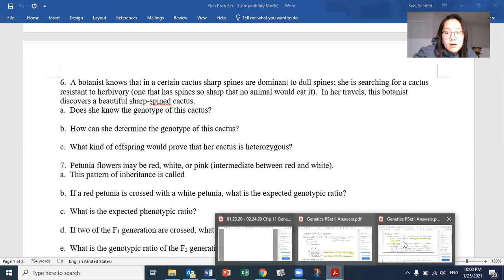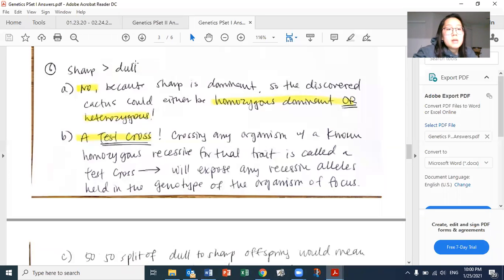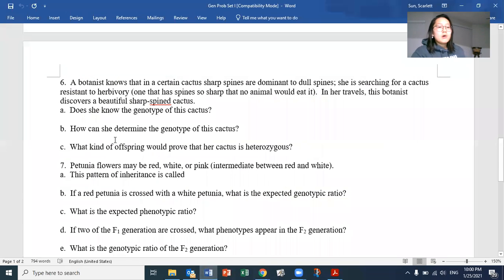So if you noted down that sharp is dominant to dull, then actually the answer is no. We know that sharp is dominant to dull, so the discovered cactus could either be homozygous dominant or heterozygous. We don't actually know its genotype because it would just have one dominant allele and it could show sharp spines, right? So we don't actually know yet. Maybe if you do a cross though, you'll be able to see. Part B, how could she determine the genotype of this cactus?